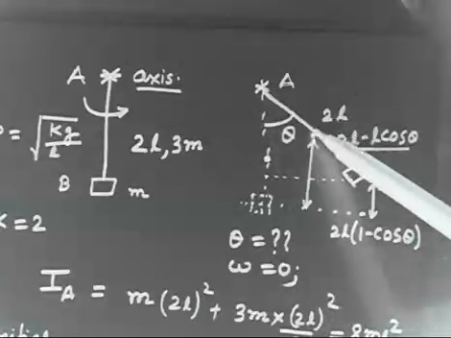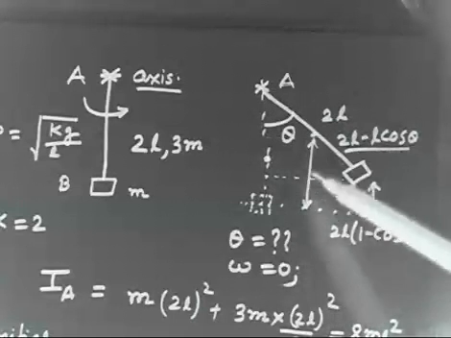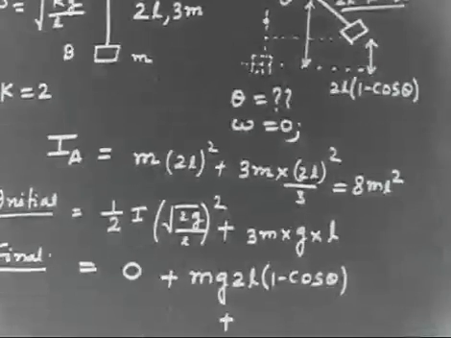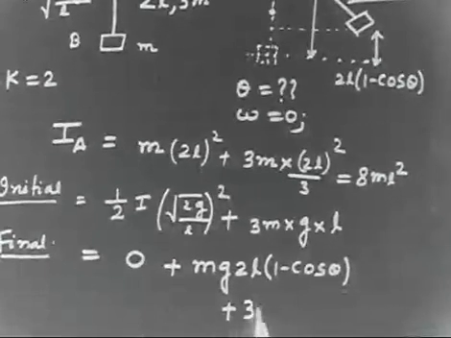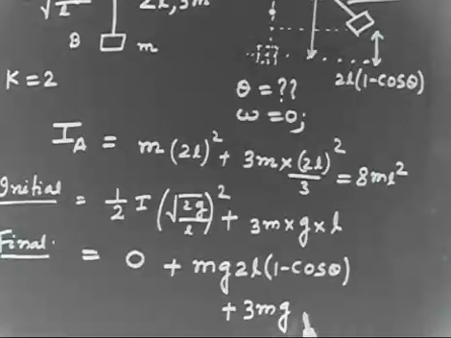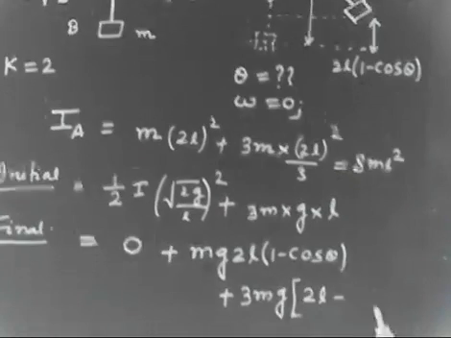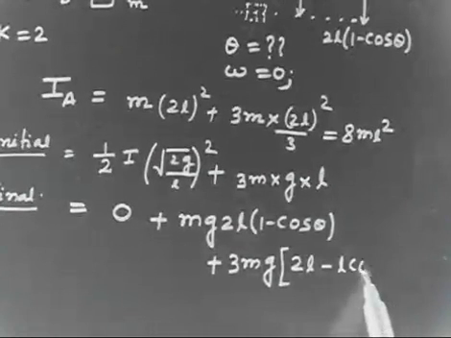And this height is L. So this height is L cos theta. So from the ground, this will be 2L minus L cos theta. So let us put the potential energy as 3mgH, where H is nothing but 2L minus L cos theta.